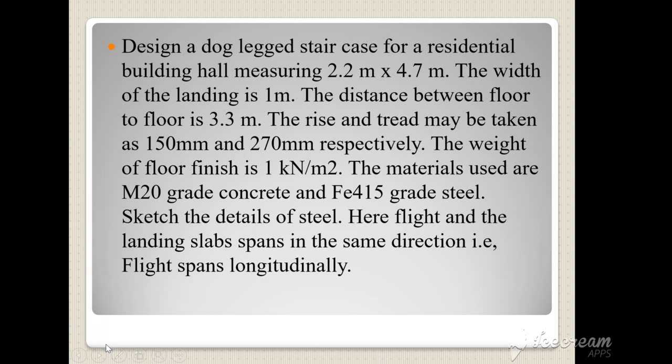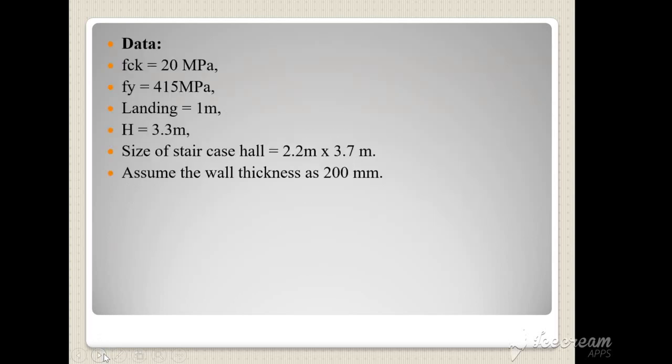Here the flight and the landing slab span in the same direction, that is, the flight spans longitudinally. So first we need to list down the input details. We have fck 20 MPa, fy 415 MPa. Landing width is 1 meter, floor to floor height is 3.3 meter, and the size of the staircase hall is 2.2 meter by 3.7 meter. Let us assume the thickness of the wall supporting the staircase is 200 mm.